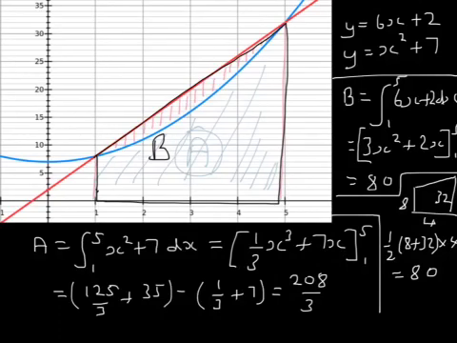So the answer to the question that we want, which is the red area here, is B minus A. So that's 80 minus 208 over 3, which is 32 over 3.